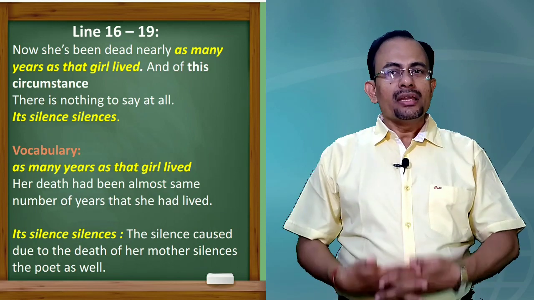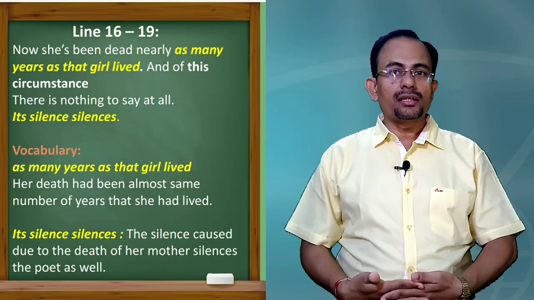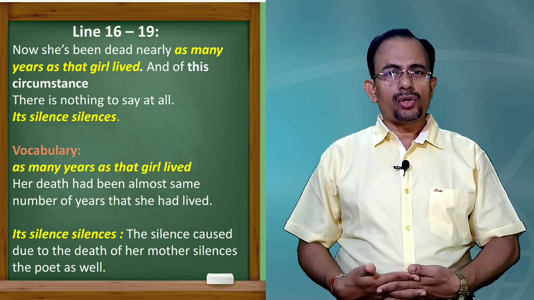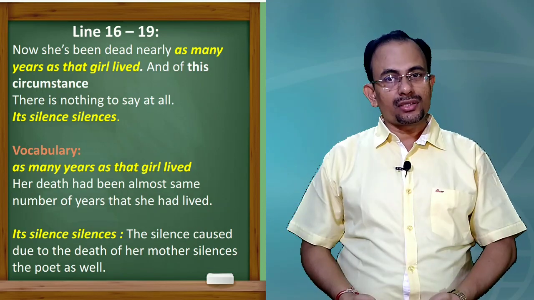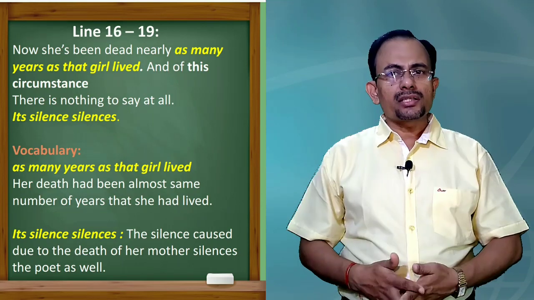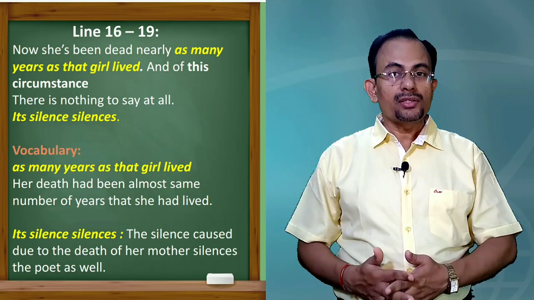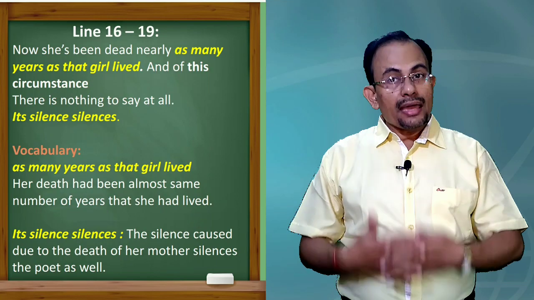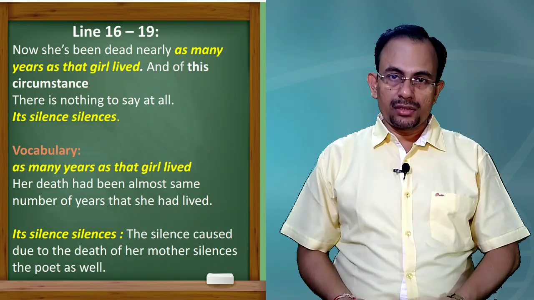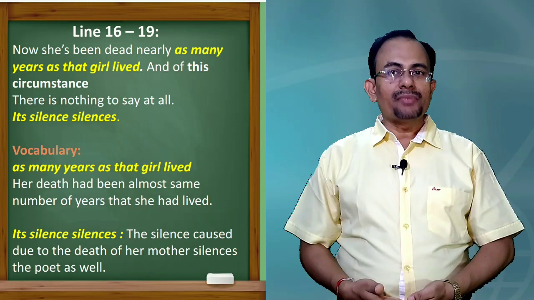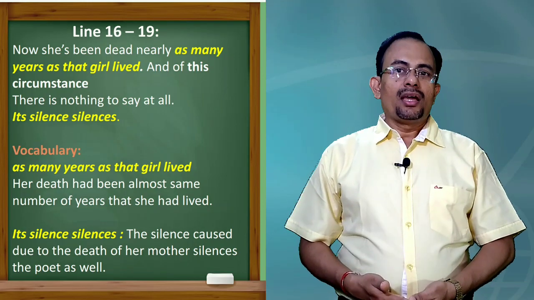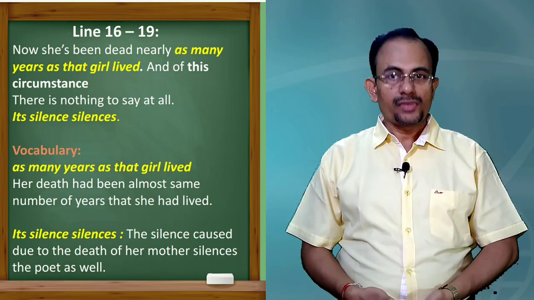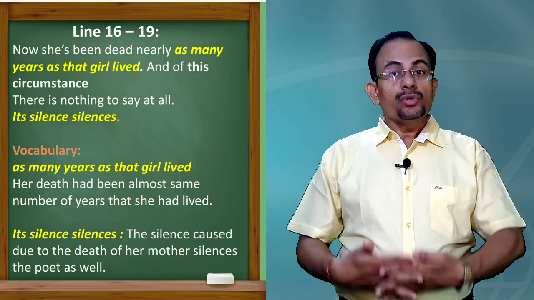Now she has been dead nearly as many years as that girl lived, and of this circumstance there is nothing to say at all. Its silence silences. As many years as that girl lived, it means the poet's mother has been dead for the same number of years as she has lived on this earth. For example, if the writer's mother died at the age of 32, it has been 32 years now since she has died. Understood?